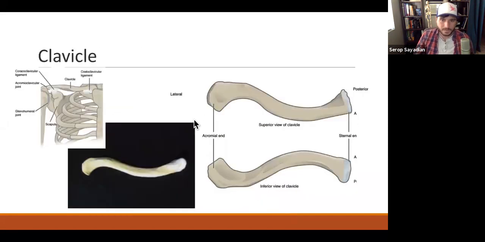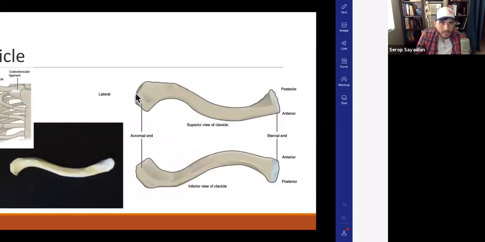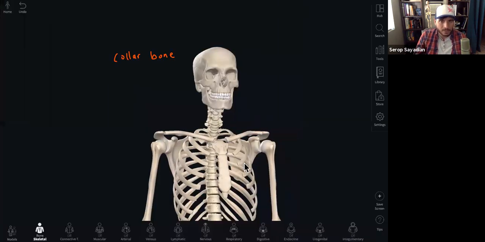The first bone is the clavicle. Okay, the clavicle is the collarbone. But from now on, we're not going to say collarbone, we're going to say clavicle. And that is right up front here. It is this S-shaped bone, and it actually connects the axial skeleton to the appendicular skeleton. All right, so let's take a look at it on Arthur.